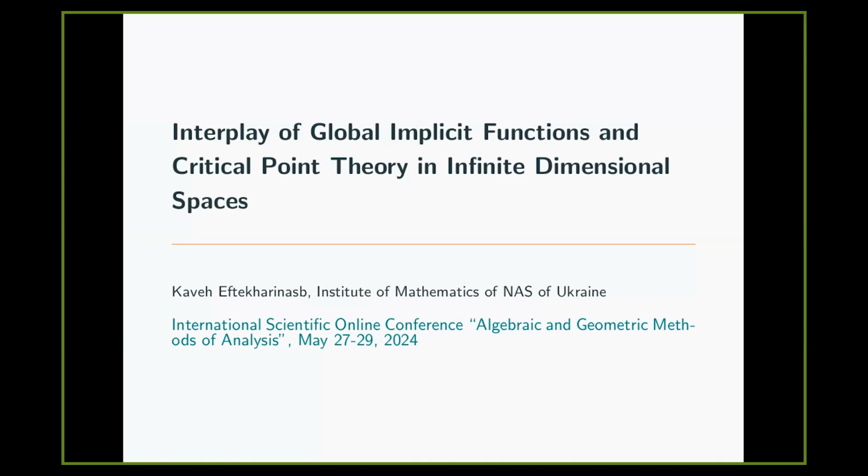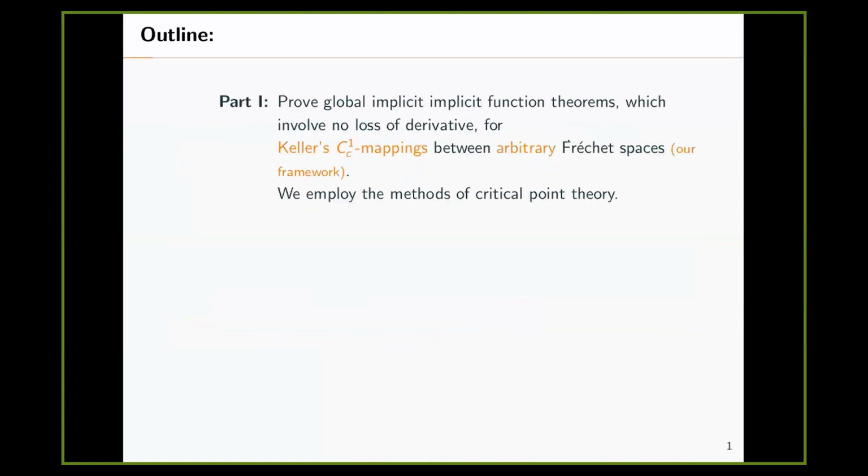Thank you very much for your introduction. The talk is about the intersection of global implicit functions and critical point theory in infinite dimensional Fréchet spaces. It is divided into 2 parts. We will consider arbitrary Fréchet spaces and a class of mappings known as Keller C sub S mappings that will serve as our setting in the entire talk. Shortly I will explain definitions and motivations behind these considerations.